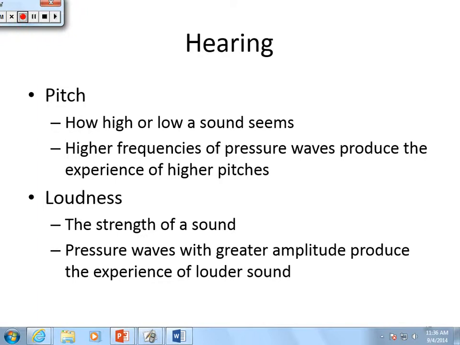Now, the wave has two concepts to it. It's either the pitch or the loudness. Pitch is literally the frequency of the wave. Loudness is the height of the wave. Okay? Pitch is the frequency. Height of the wave is the loudness.